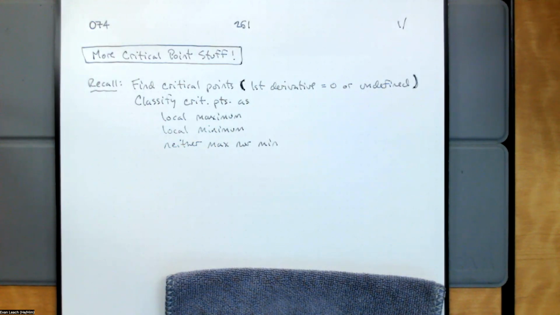So once we have found the critical points, our task will then be to classify each critical point as a local maximum, a local minimum, or neither a local maximum nor a local minimum. So the local maximum means the function is changing from increasing to decreasing. So the local max or local min is where the function is changing direction.